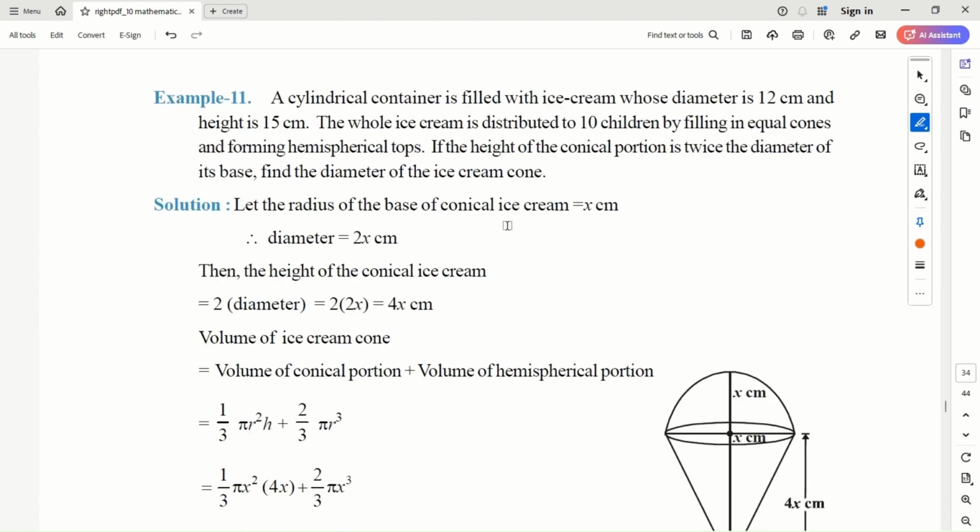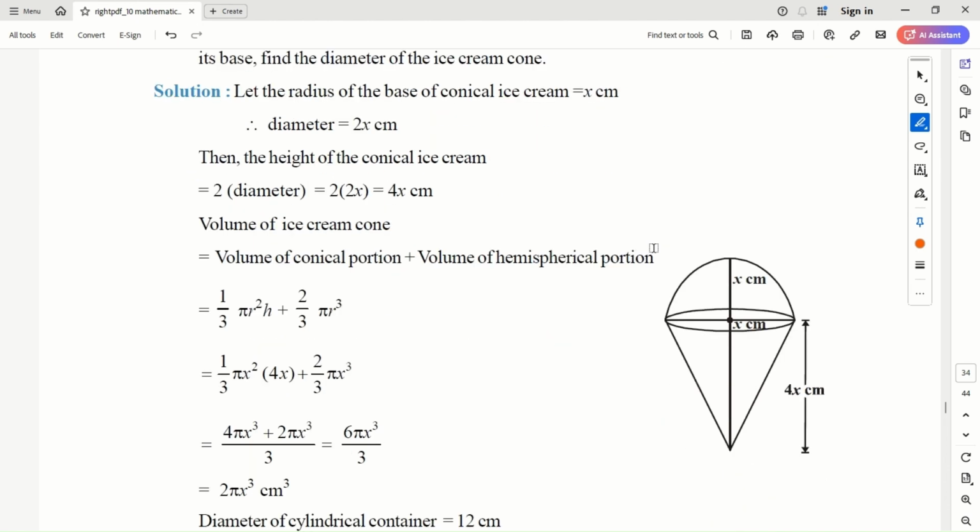Okay, next. A cylindrical container is filled with ice cream whose diameter is 12 centimeters and height is 15 centimeters. The whole ice cream is distributed to 10 children by filling in equal cones and forming hemispherical tops. If the height of the conical portion is twice the diameter of its base, find the diameter of the ice cream cone. Okay, so that's given.